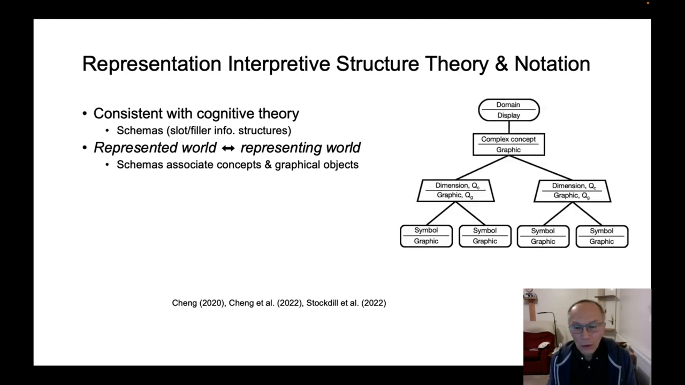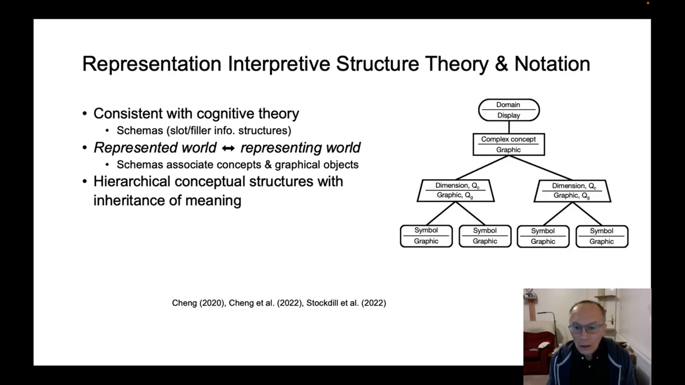A model of an interpretation is a network of such schemas. It has a hierarchical structure, and meaning is inherited downwards throughout the network. So the RIST notation has syntactic rules for maintaining the correct hierarchical structure of the schemas, and the editor in fact includes routines to ensure that only syntactically correct models can be built.